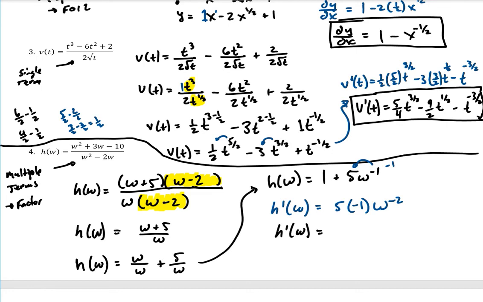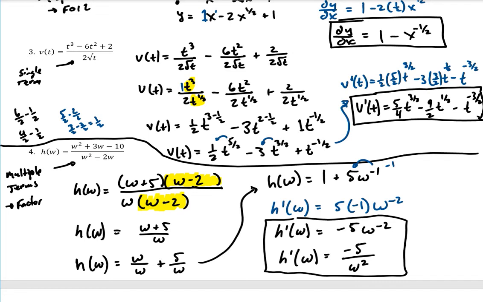So h prime of w, I have negative 5 w to the negative 2. And if they said this one, we can change real quick if needed: negative 5 over w squared. Whatever form they might want. So these are the first one or the second one. They're both the same. They just look different.